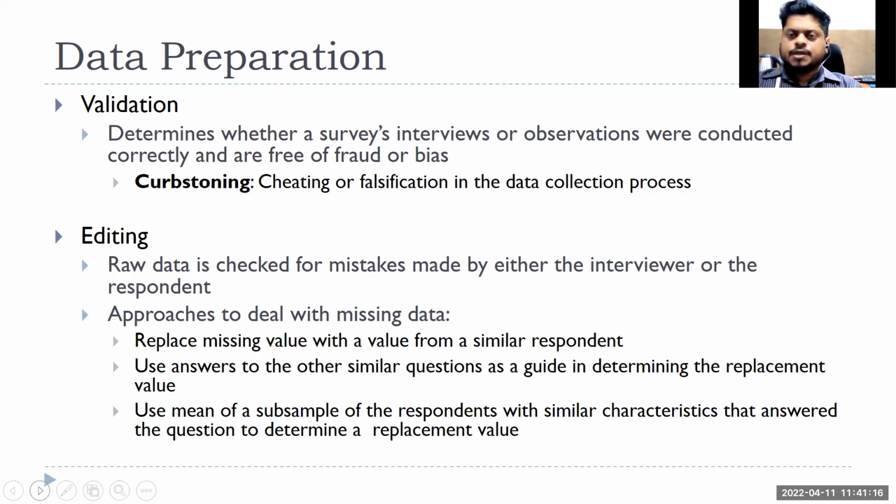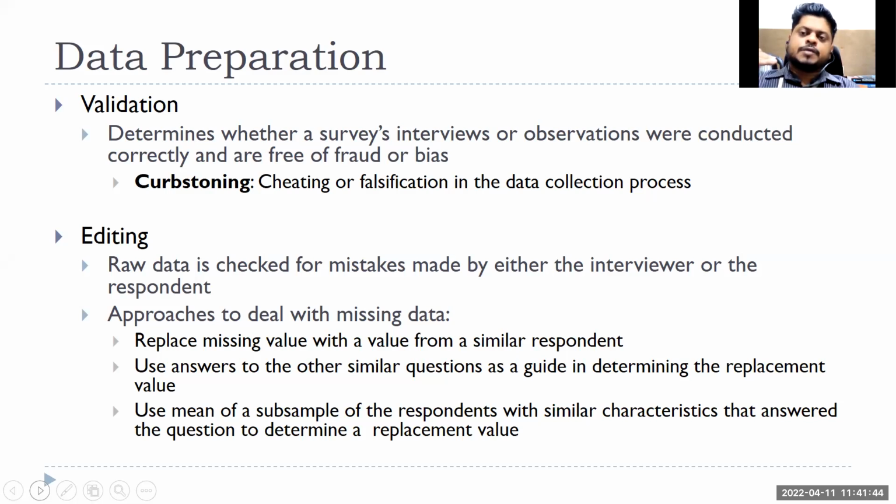You have an idea, or for the last 10 respondents whom you have contacted, they have given that kind of answer, right? So for a person who has not mentioned monthly average expenses, you can impute that value. You can take that as 1,500 or 2,000. So replace the missing value with a value from a similar respondent, right? In that same age group, same income group, what is the average expense for that kind of person?